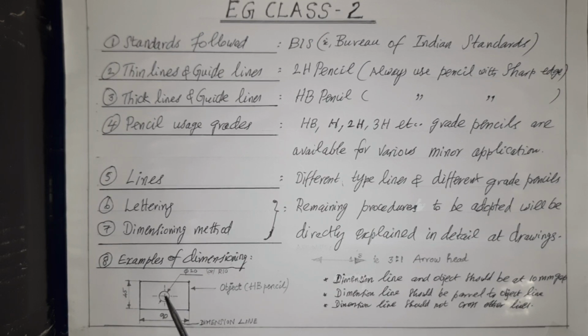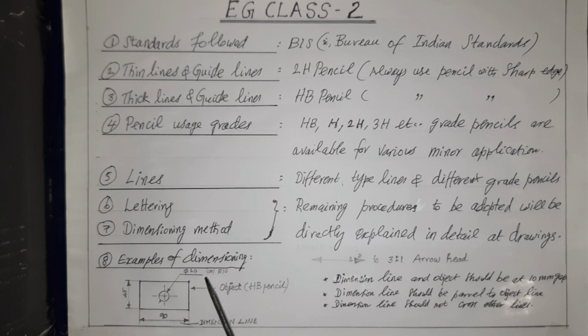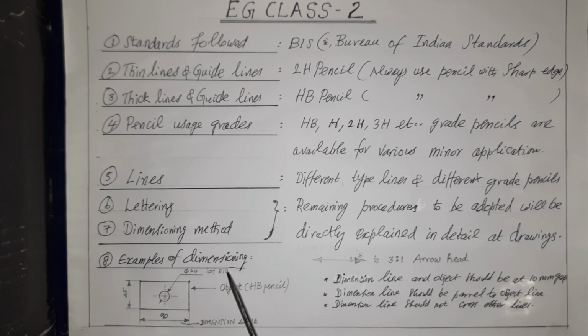Likewise, for mentioning the hole diameter, dia 20 should be given, or otherwise R10. The R refers to radius, may be given. In both cases, remember, before the number only, the symbols must be maintained. That should be properly remembered. The object outer lines and important lines must be maintained with HB pencil to have dark projection.